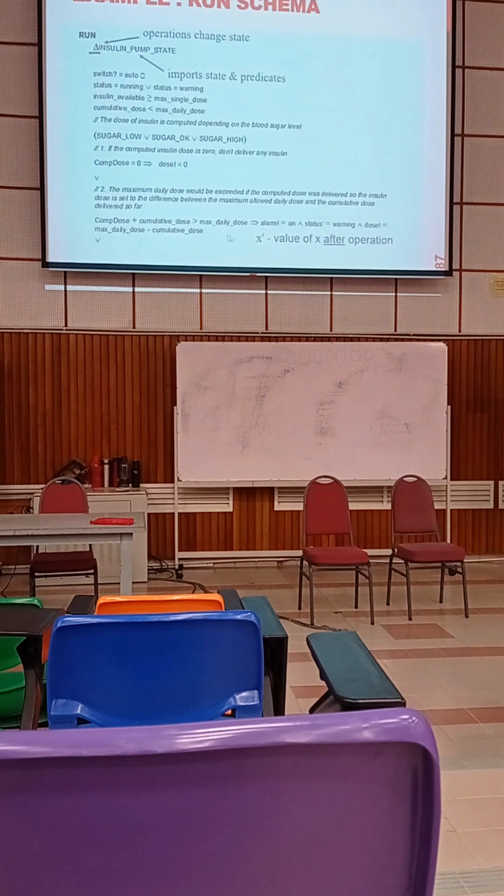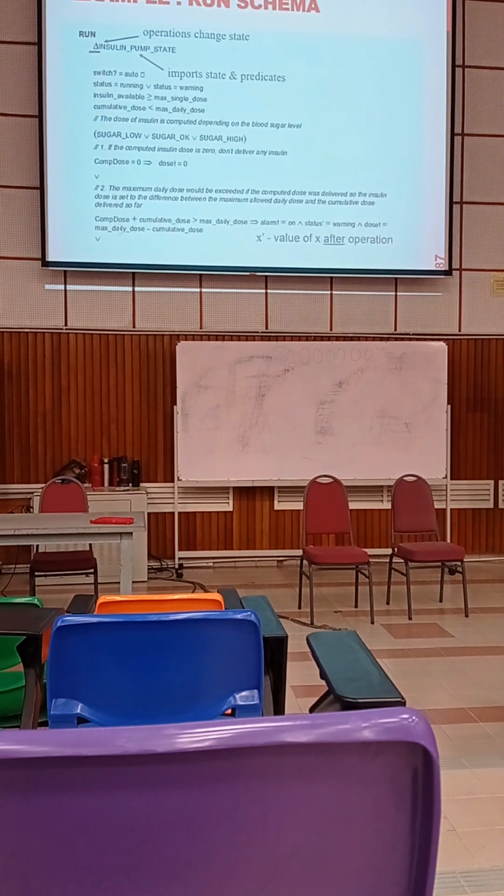Who can explain this line? Because I'm not going to explain every operation. So maybe this operation, who can explain this one? Computed insulin dose plus cumulative dose. Cumulative means how much has been given for the whole day, must be greater than maximum daily dose. Equals to alarm, not equals to on. Alarm not equals to on means what? Off. And status equals to warning, and dose not equals to maximum daily dose minus cumulative dose.